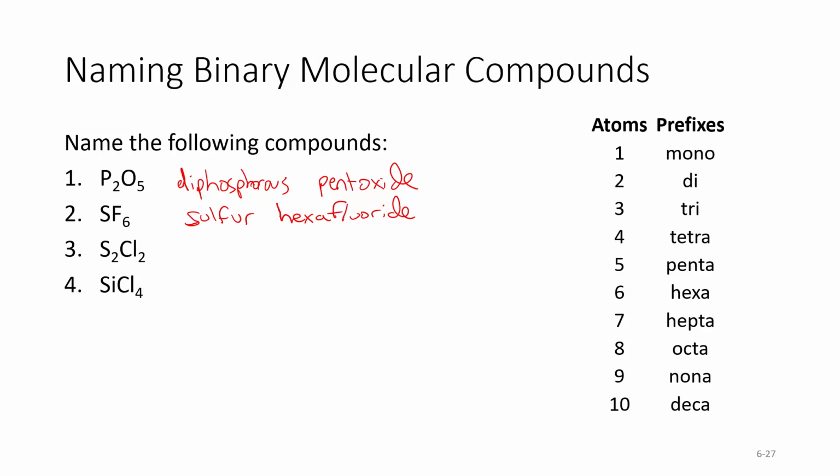There's 2 sulfur, so we're going to put disulfur. And there's 2 chlorides, dichloride. There's 1 silicon, and there's 4 chlorides, so tetrachloride.